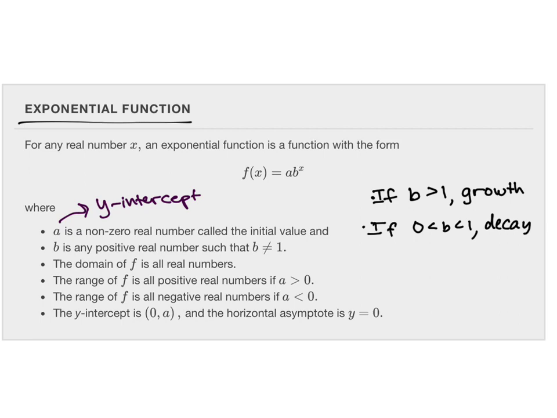Why does a work out to be the y-intercept? Where am I located when I'm on the y-axis? x equals 0, right? So if I take the function f of x equals a times b to the x, and evaluate f of 0, f of 0 equals a times b to the 0 power. What is b to the 0 power? 1. Can you see it? That's why a is the y-intercept, because f of 0 is a every time.